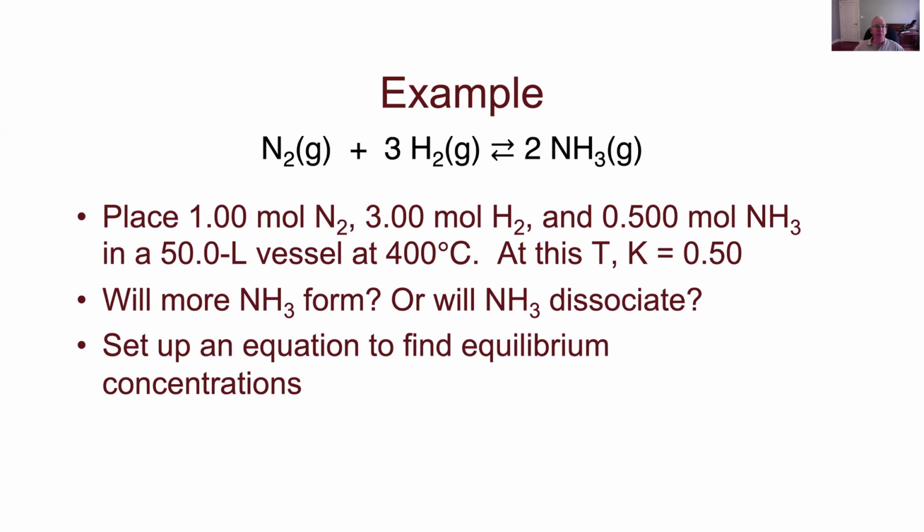And so what are we gonna do? We're gonna have a mole of nitrogen, 3 moles of hydrogen, half a mole of ammonia. They're all in a 50-liter vessel at 400 degrees C. It says at that temperature, the equilibrium constant equals 0.5. And our question is, what should happen? Which way will the reaction go to get to equilibrium? Will we make more ammonia, or will some of the ammonia have to revert to being nitrogen and hydrogen? And then I'll set up an equation that would let us, in principle, find the equilibrium concentrations. As we'll see when we get to that part, actually solving that equation is kind of rough in this case. Some of you may be able to anticipate why, just looking at the form of that equation.